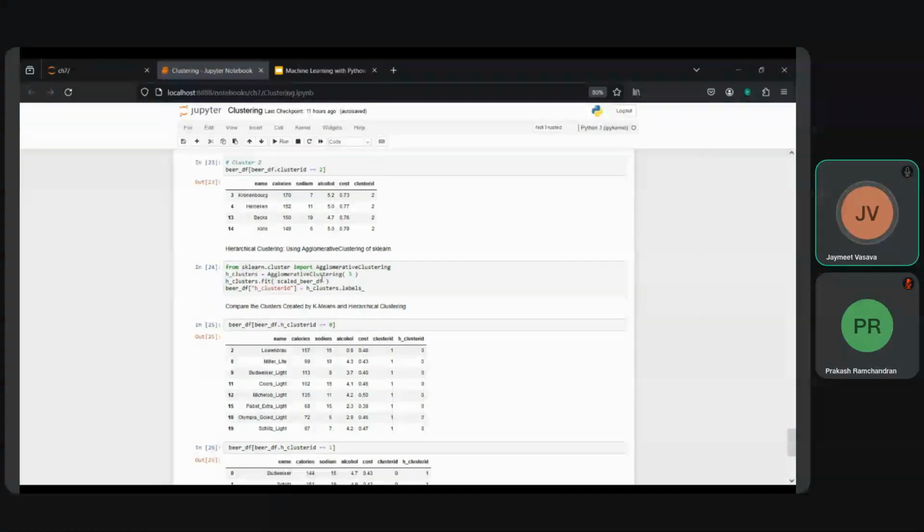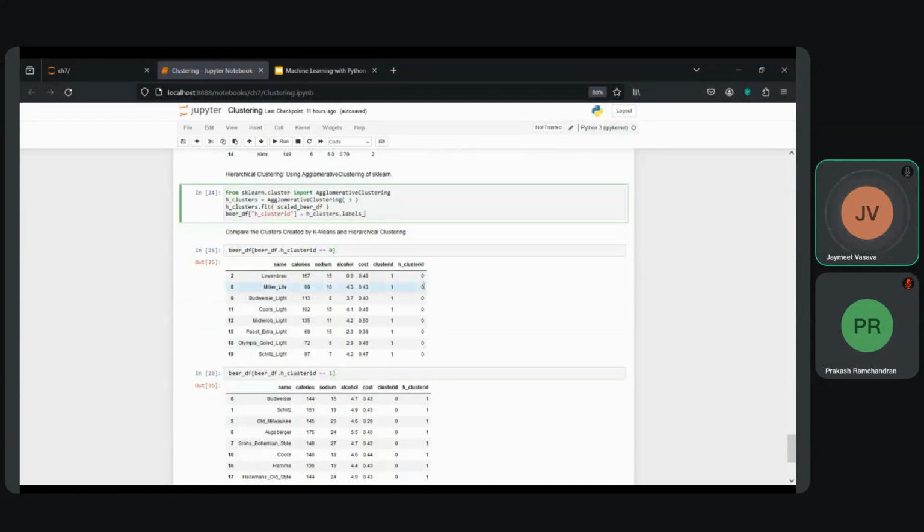So after that, we discussed hierarchical clustering using agglomerative clustering, and we implemented it using scikit-learn's agglomerative clustering. We created the clusters for our model, and also created an additional column for assigning the respective labels.